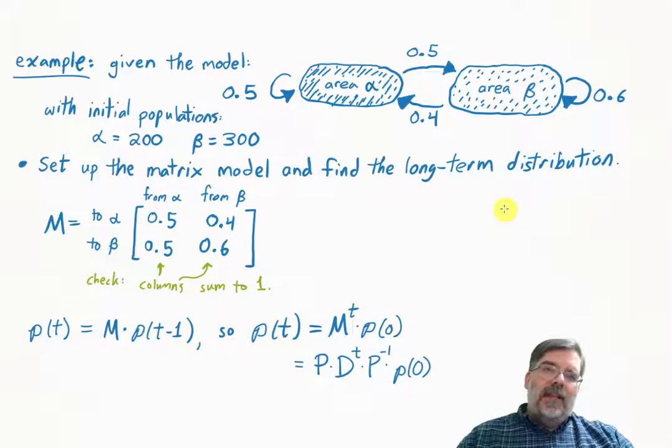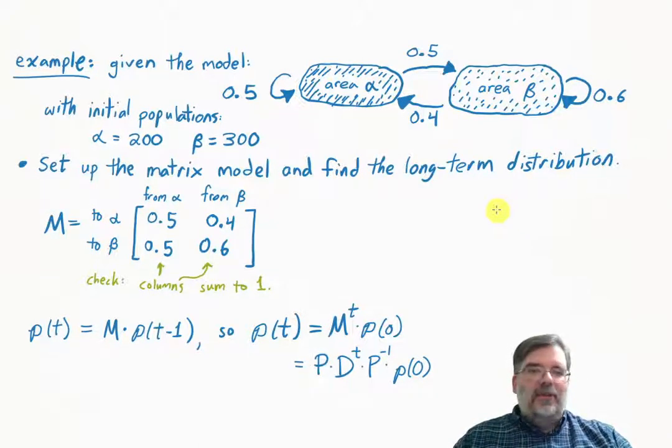We should do one more example. I'm always a fan of doing multiple examples so we can see the patterns in the calculations. All the examples will be two areas. Let's assume in this case, area alpha and area beta, at each time interval, 50% migrates from area alpha to area beta. Meanwhile, 40% migrates from area beta to area alpha. We can therefore deduce that 60% stays within area beta and 50% stays within area alpha.